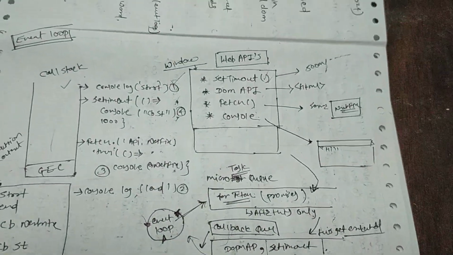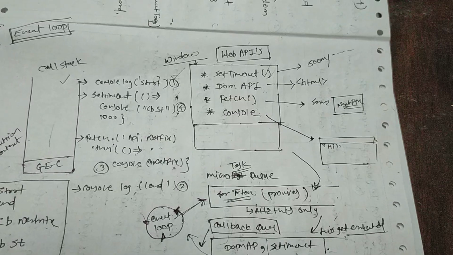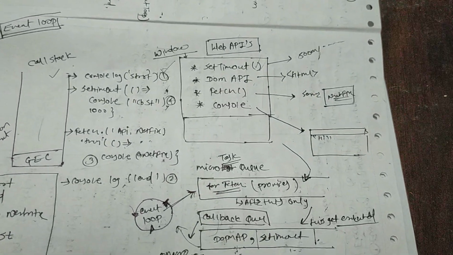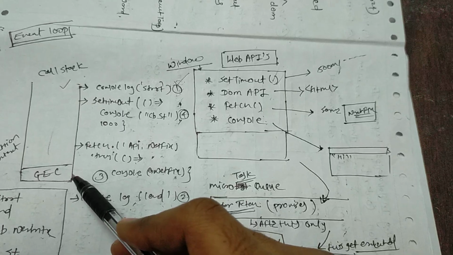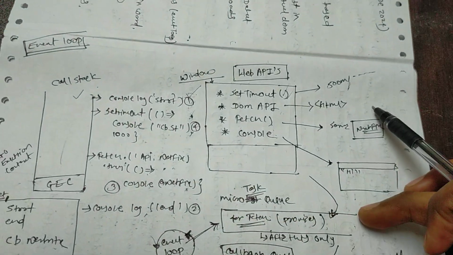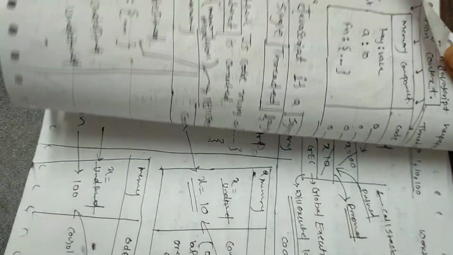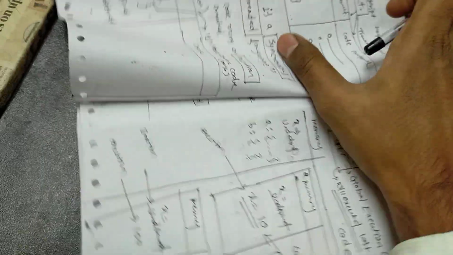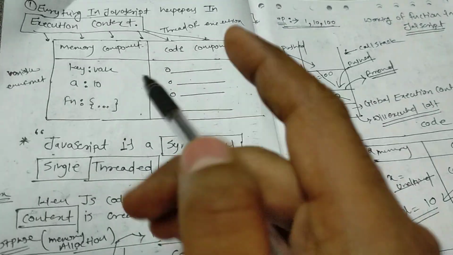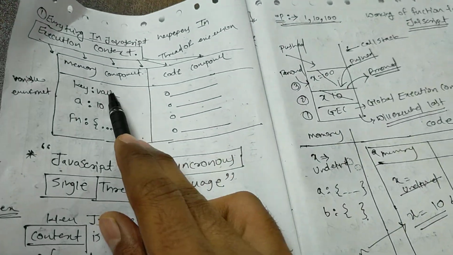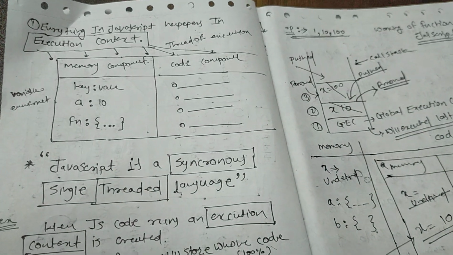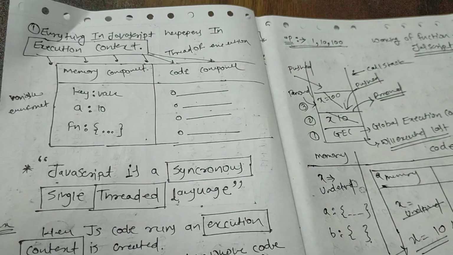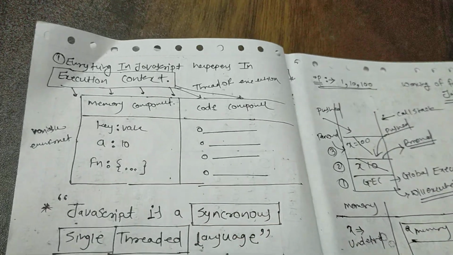Now let me tell you what happens in the call stack. As soon as our JavaScript program executes for the first time, one global execution context is created. I'll make another video on the global execution context. It looks something like this: it has one memory component and one code component. You will have to watch another video of mine for this, or you can watch one on the internet.